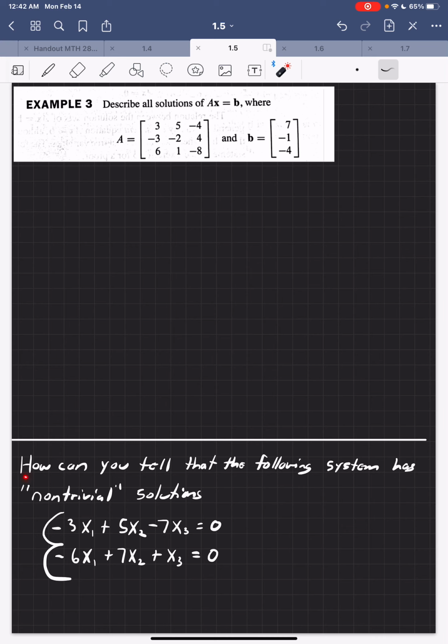Before I do that, let's say I were to give you the following system, and right here, see if you've been paying attention to me. The question is, how can you tell that the following system does have non-trivial solutions, right? Something other than 0, 0, 0. How can you tell this system has non-trivial solutions, here it is, without solving it?